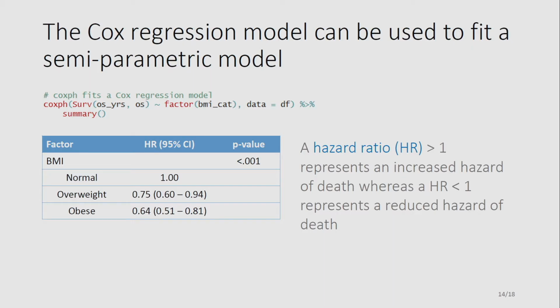So one of the groups has to be fixed at 1, and then your other hazard ratios are in reference to that. And a hazard is an instantaneous probability of death. And then a hazard ratio is the ratio of 2 different hazards. A hazard ratio greater than 1 represents an increased hazard, and a hazard ratio less than 1 represents a reduced hazard. You can see here that both our overweight and our obese groups have hazard ratios less than 1, suggesting that they have reduced hazards of death compared to the normal weight group, and our p-value is the same as it was before.